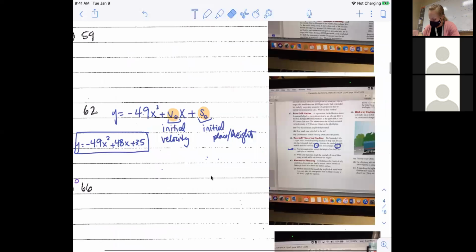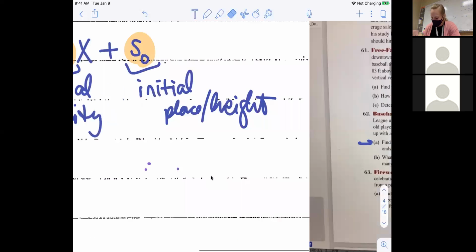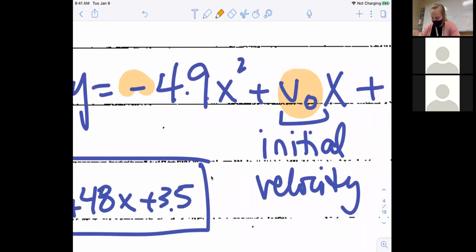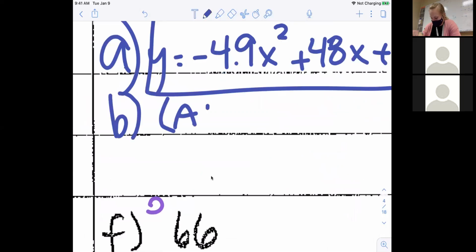Then part B says, what's the maximum height the baseball will reach? How many seconds will it take to reach that height? What do you think we should do? Put it in the calculator, graph it, and find the maximum on your calculator. If I told you that its leading term was a negative x squared, that means it's a negative even, so it's going to be a downward facing parabola. We're going to find an easy maximum on that. Calculator.